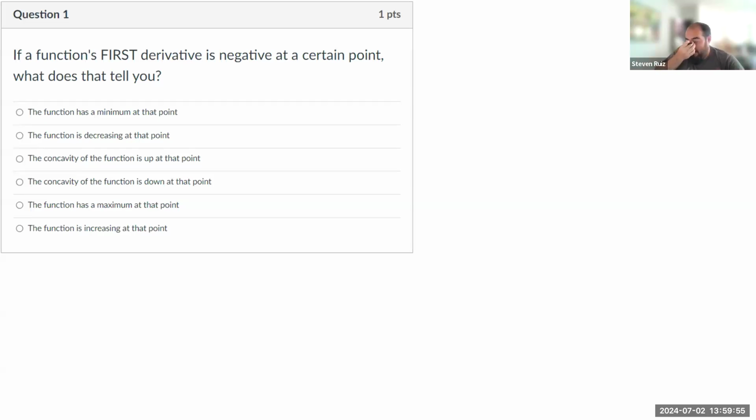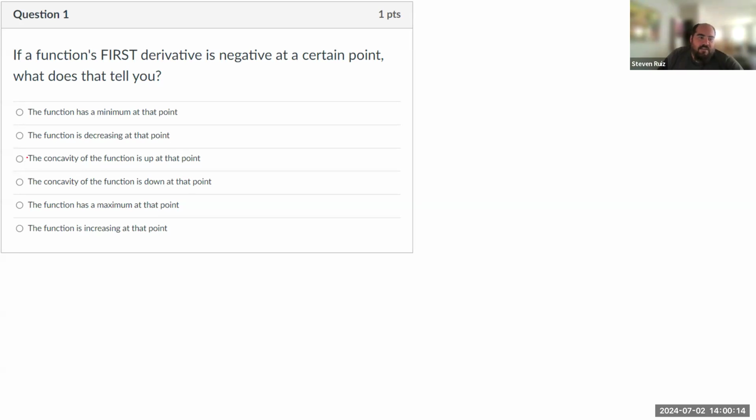All right, so let's look at the questions from the checkpoint for Module 9. So first of all, if a function's first derivative is negative at a certain point, what does that tell you? So first derivative of a function tells you about a function and its rate of change, so whether it's increasing or decreasing.